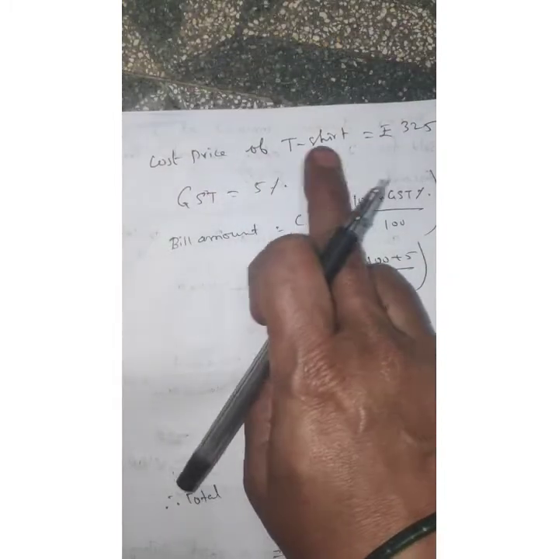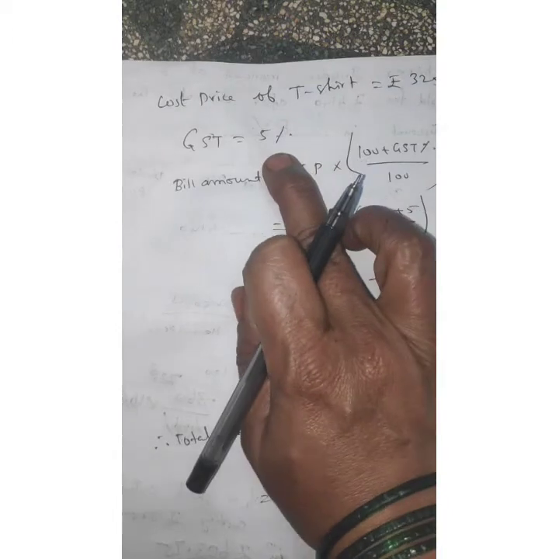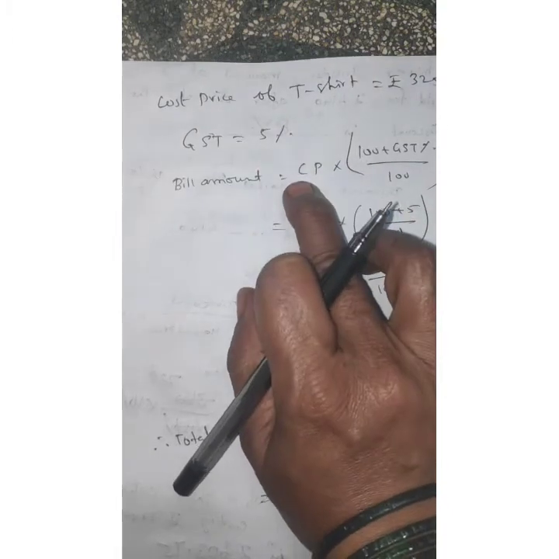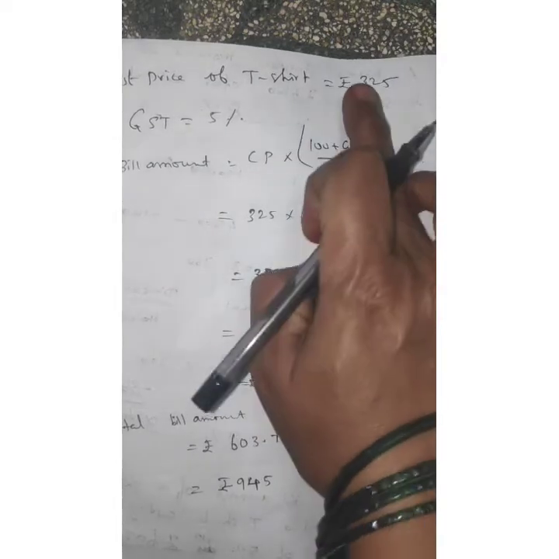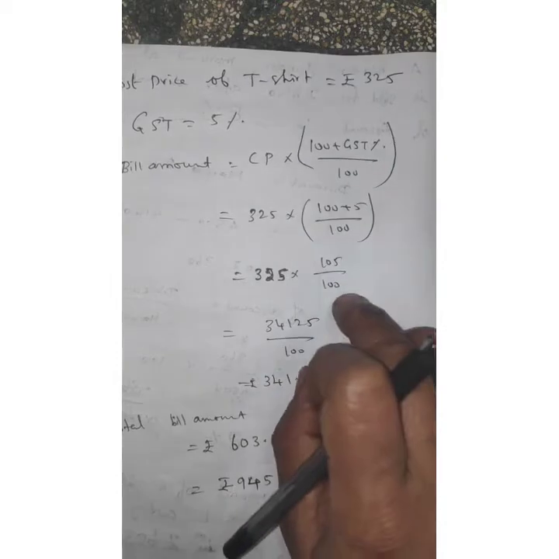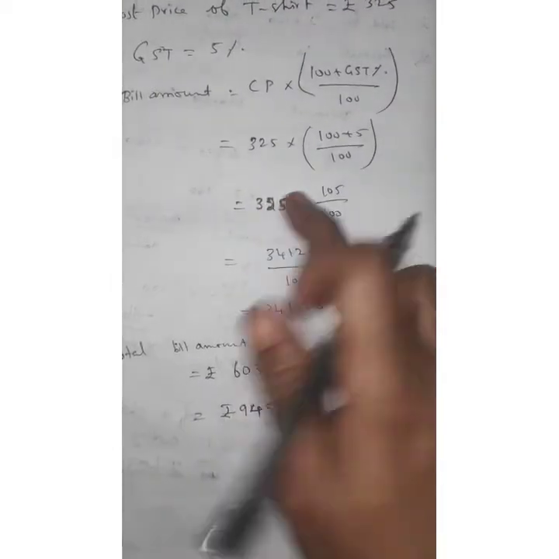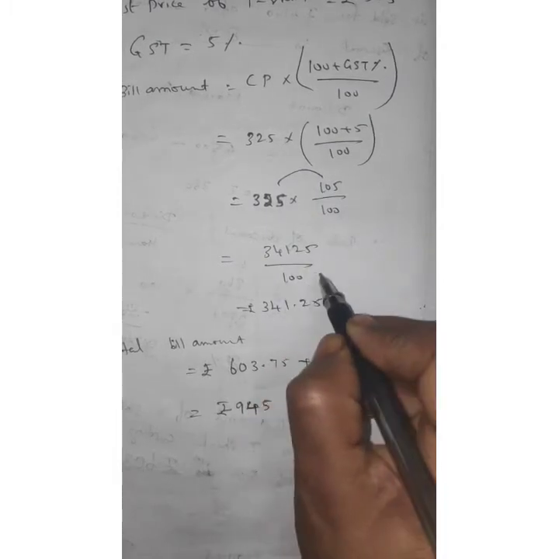Next, the cost price of the t-shirt is given as 3,725. GST is equal to 5%. Bill amount formula: CP into (100 plus GST percentage) divided by 100. 325 into (100 plus 5) divided by 100, which is 105 by 100. Now multiply these two numbers and get the answer, 34,125 divided by 100.